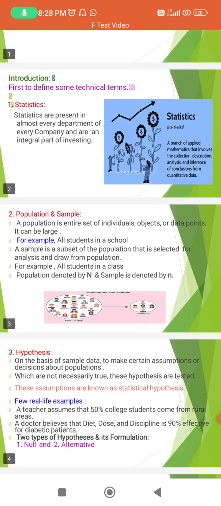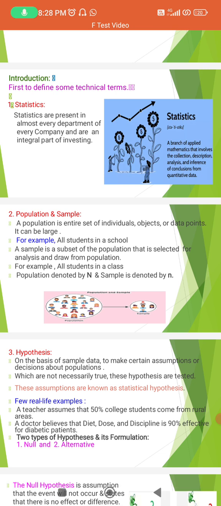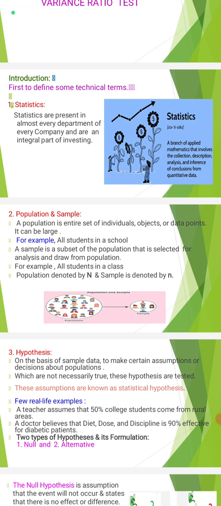Next, population and sample. A population is the entire set of individuals, objects, or data points. It can be large, for example, all students in a school or all students in a college. A sample is a subset of the population that is selected for analysis and drawn from the population, for example, all students in a class. The population size is denoted by capital N and the sample size by small n.